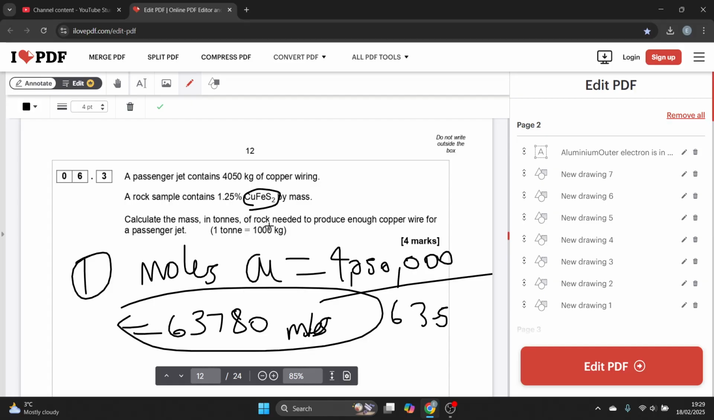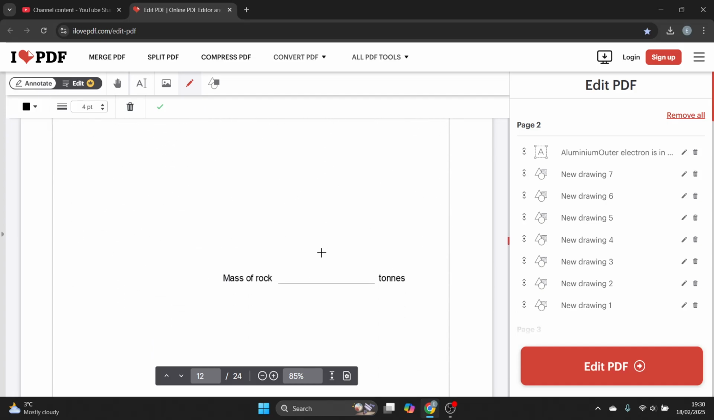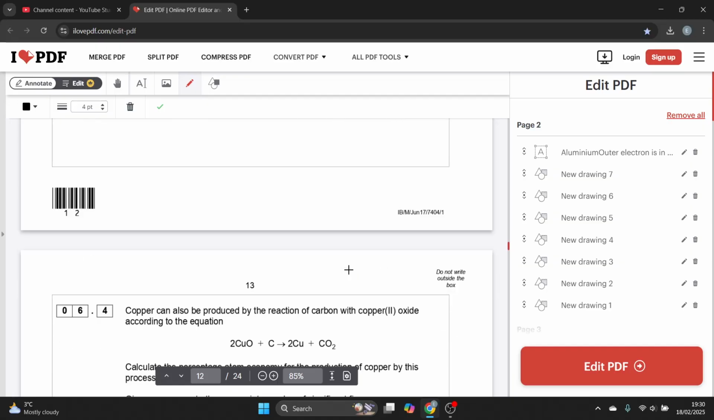So I've got the mass in grams. Then I need to realize, okay, it contains this much CuFeS2 by mass, so times by 100 divided by 1.25. There you go. And then the mass in tons, well, then I need to divide it by 1,000 to go into kilograms, then divide it by 1,000 again, and I get 936 tons. The mass of ore, the mass of rock.